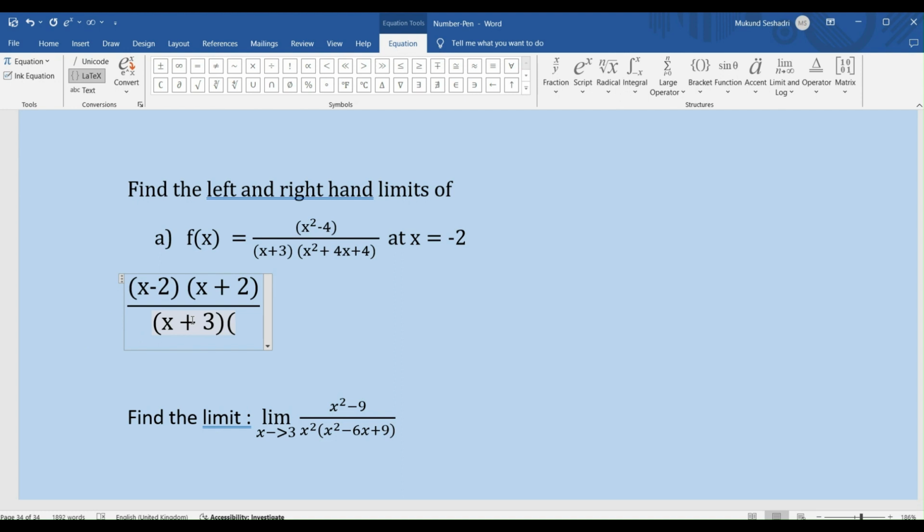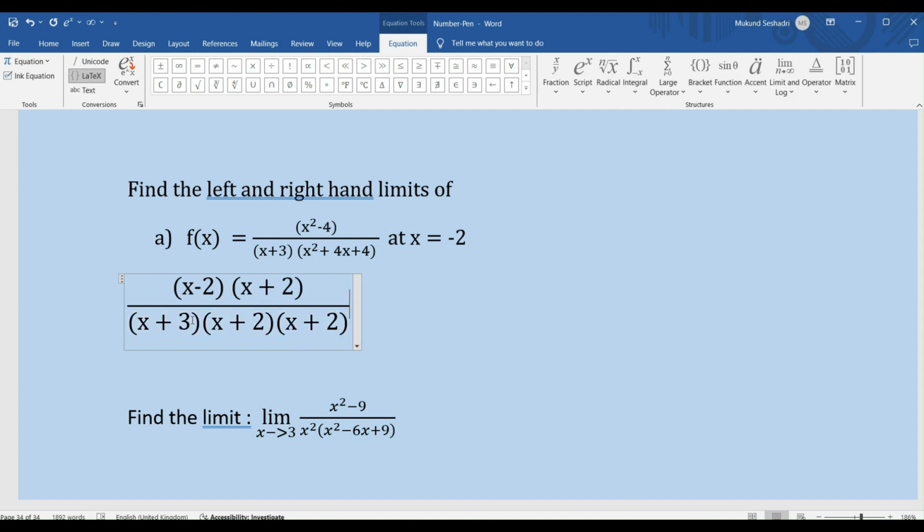And what is x square plus 4x plus 4? It's nothing but x plus 2 the whole square, right? Because you have a plus b the whole square equals a square plus b square plus 2ab. And in this case, you've got a equals x and b equals 2, which means x plus 2 the whole square equals x square plus 4x plus 4. So I'm going to rewrite this as x plus 2 the whole square, which is nothing but x plus 2 into x plus 2, right?